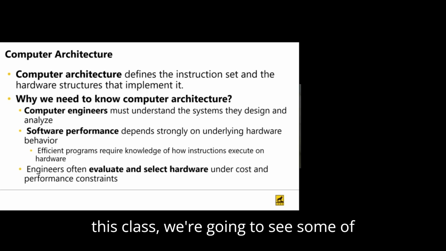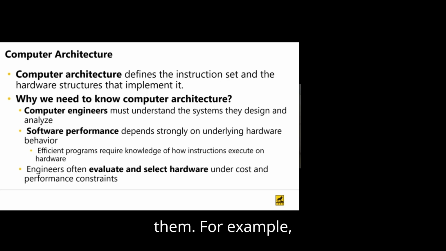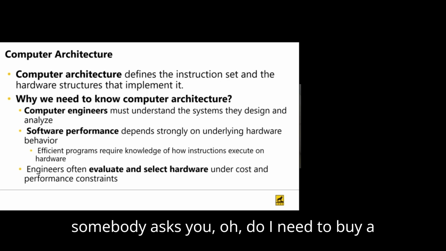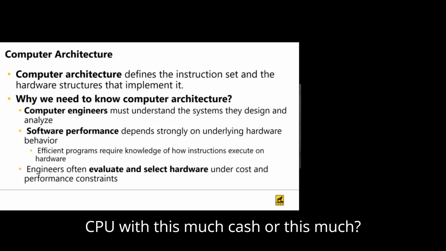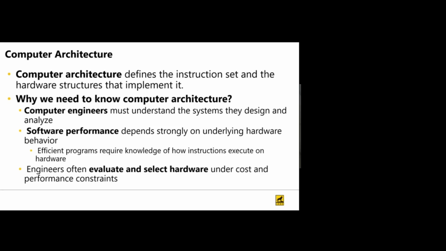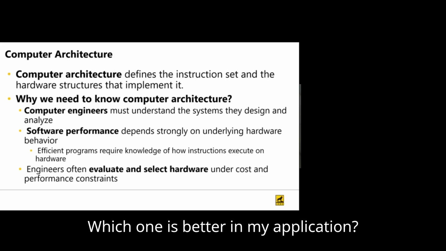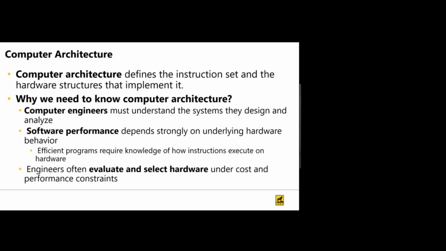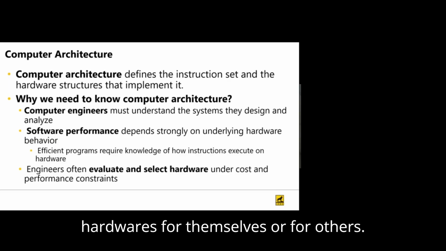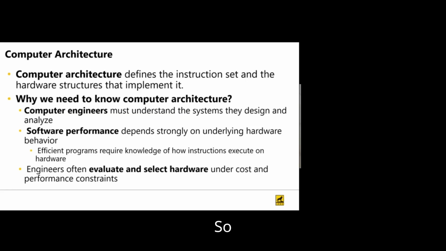And in this class, we're going to see some of them. For example, somebody asks you, do I need to buy a CPU with this much cache or this much? Which one is better for my application, for example, math? So engineers need to know, evaluate, grade and select hardware for themselves or for others. This is something that you also need to know.